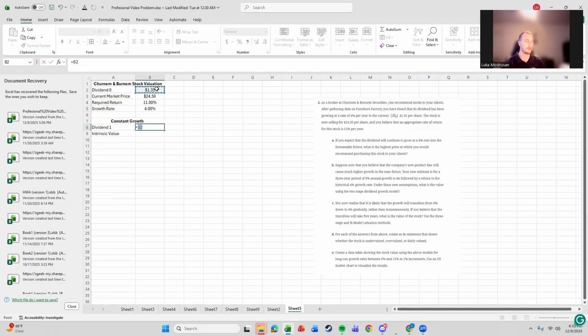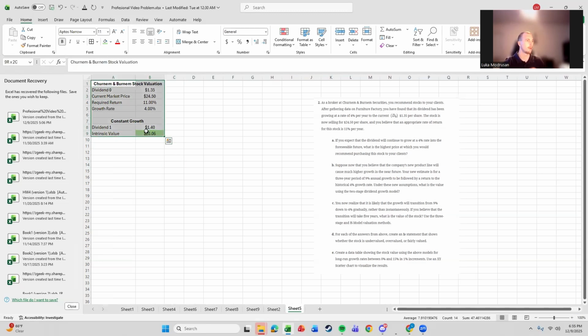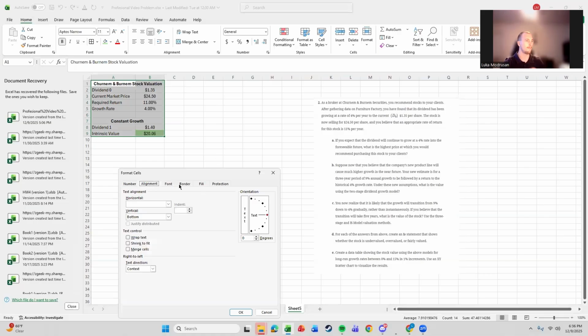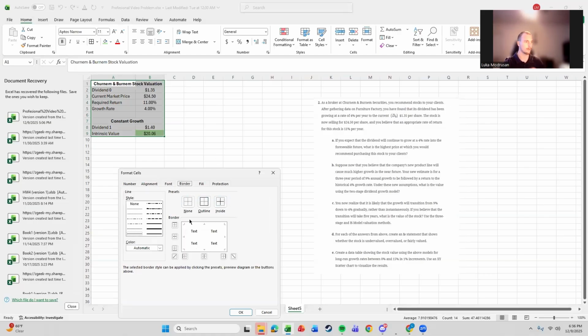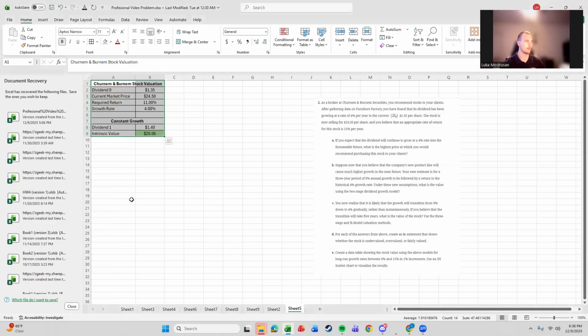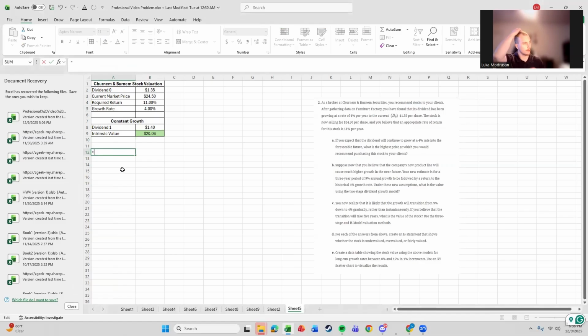Equals to this times 1 plus the growth rate. It's going to be equal to this divided by required return minus growth, intrinsic price. It's going to be like that. All right, and then moving on to B. Let's do this really quick.